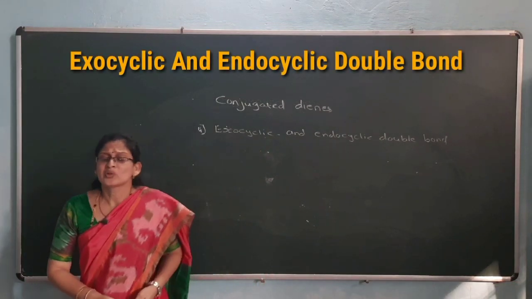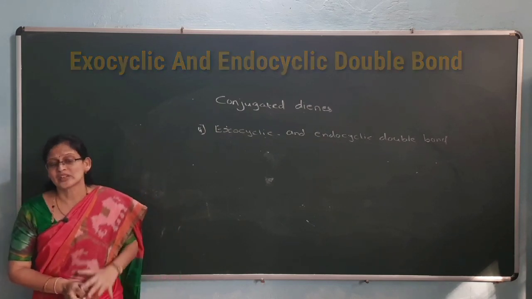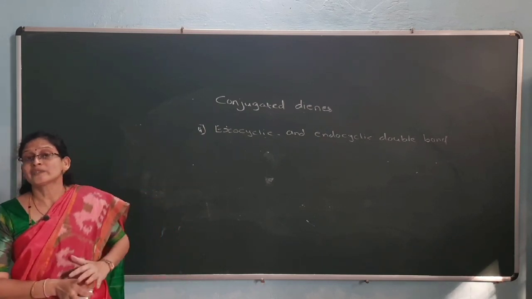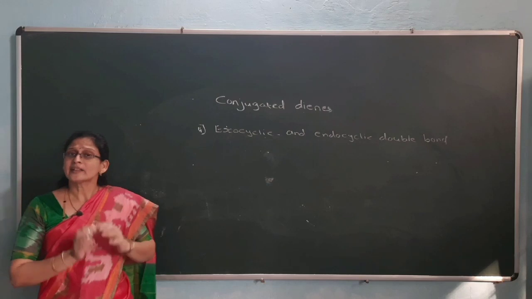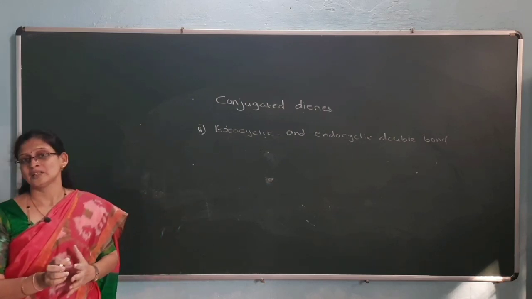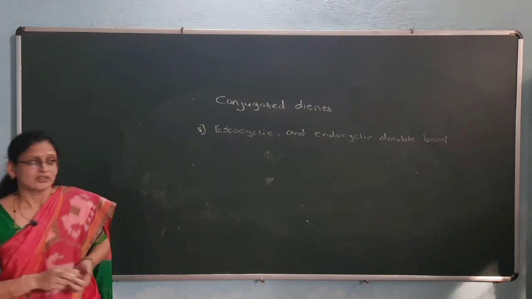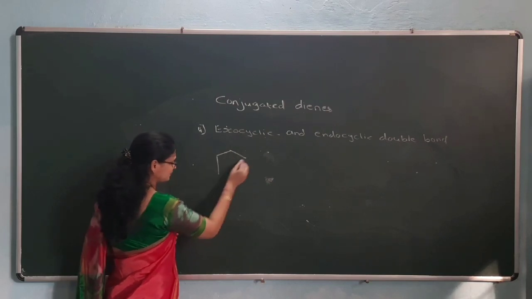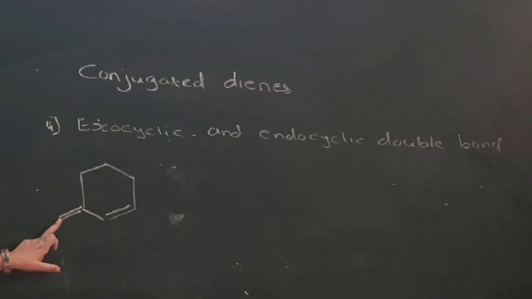Now what is an exocyclic double bond? Exocyclic double bonds are double bonds that are part of the conjugation, formed by any carbon atom of any ring, but present outside the ring. So this is very important. We will take this example. See here, the double bonds are there, they are conjugated, but this bond is present outside the ring. So this is an exocyclic bond.